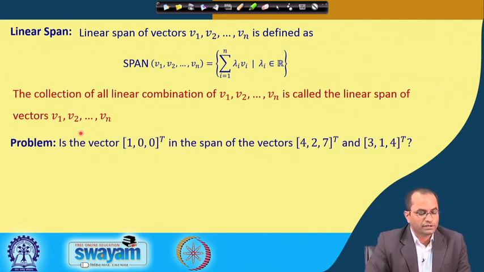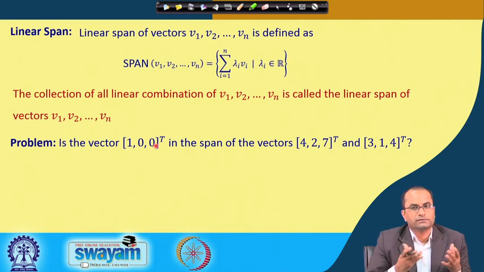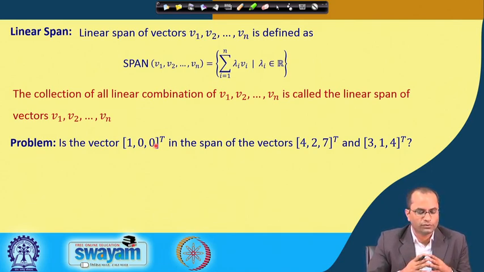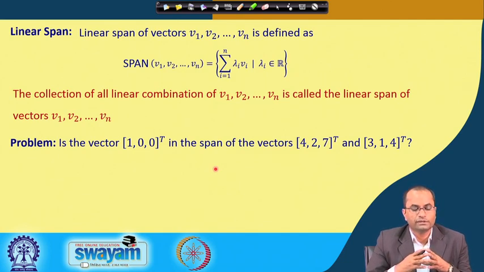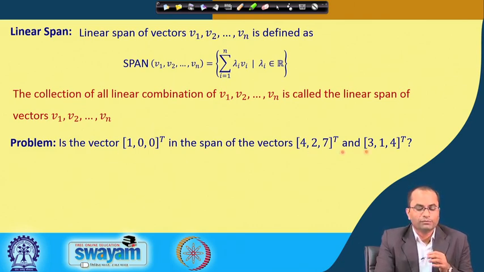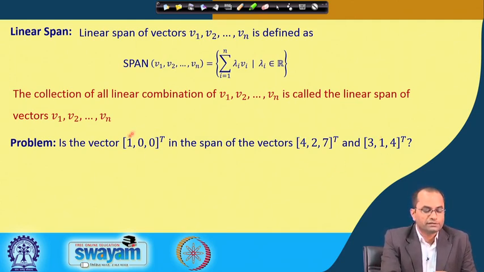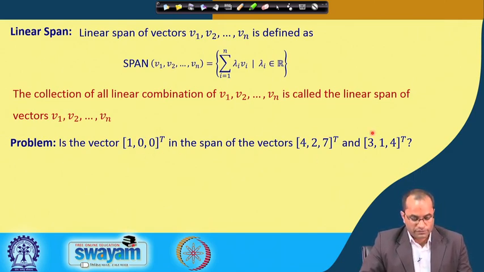The problem we will discuss now: is the vector (1, 0, 0) transpose, just to indicate that this is a column vector, but we can do this also with row vectors, in the span of the vectors (4, 2, 7) and (3, 1, 4)? So, what do we need to check? Basically, can we write this vector as a linear combination of these two vectors? What is the span of these vectors? All linear combinations of these two vectors. To check whether this vector belongs to this span or not, we just check whether it is a linear combination of these two vectors or not.